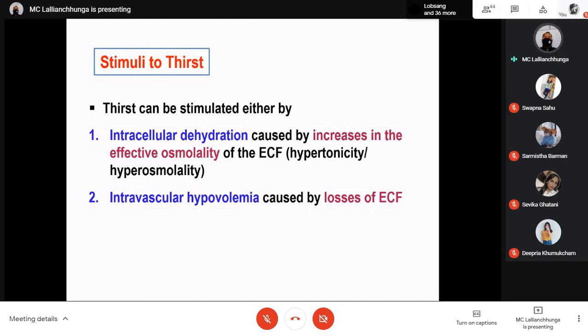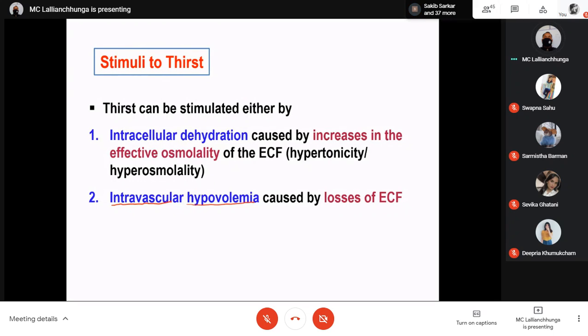Number two, intravascular hypovolemia, which is caused by losses of extracellular fluid. Intravascular means inside the blood vessel. Hypovolemia means decreased blood volume. When there is decreased blood volume, which may be because of loss of extracellular fluid, like bleeding or hemorrhage, the blood volume will decrease. This can also stimulate the thirst center, so that it will induce a sensation or desire to drink water.